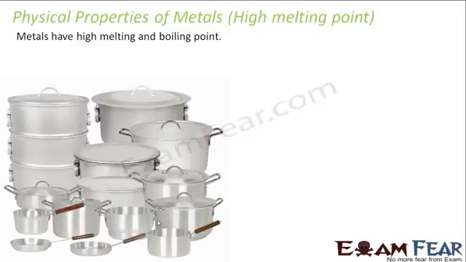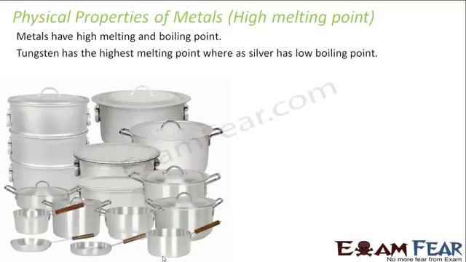Generally, high melting point materials are used to make utensils because they can resist heat. Because when you are cooking, it gets the heat. So if it has a low melting point, it may melt. So generally, metals are used because metals have high melting and boiling points. Tungsten has the highest melting point, whereas silver has the lowest boiling point. So this is something to remember.